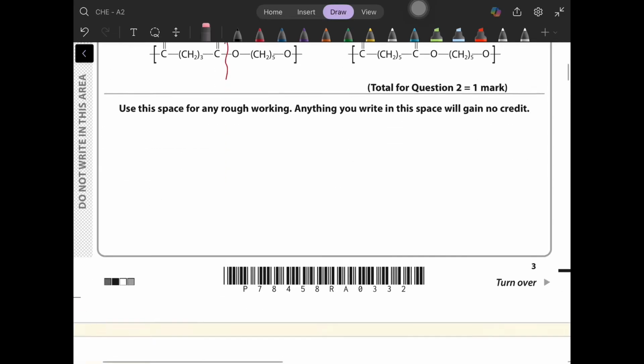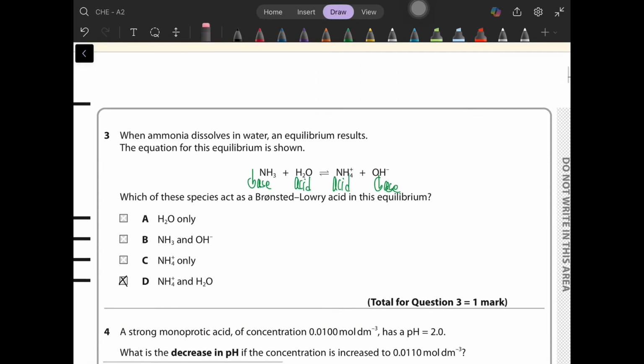Moving on to the next question. Question 3. When ammonia dissolves in water, an equilibrium results. The equation for this equilibrium is shown. So which of these acts as a Bronsted-Lowry acid and base in this equilibrium?